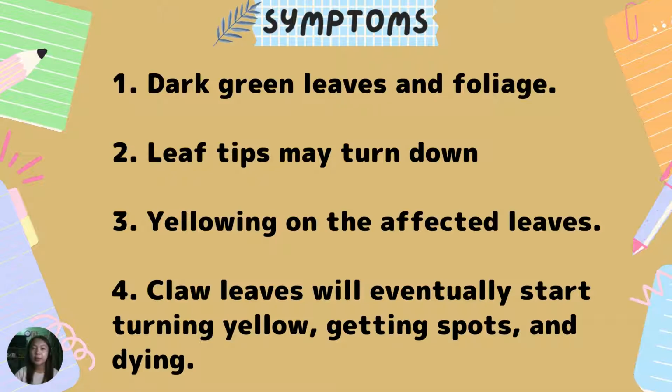The symptoms to identify are as follows. First, dark green leaves and foliage. Second, leaf tips may turn down. Third, yellowing on the affected leaves. And the fourth one, older leaves will eventually start turning yellow, getting spots, and dying.